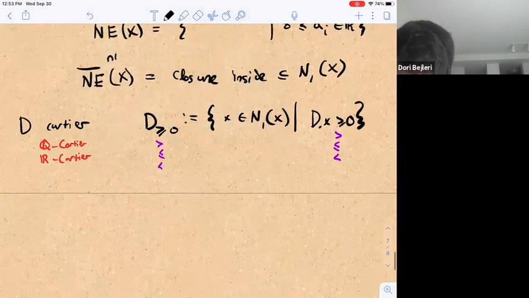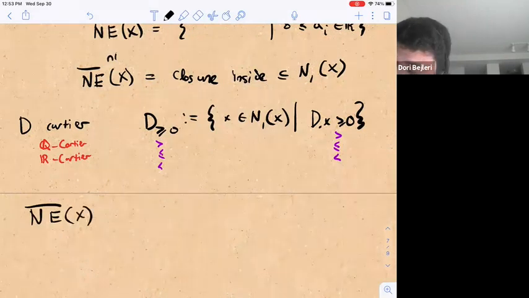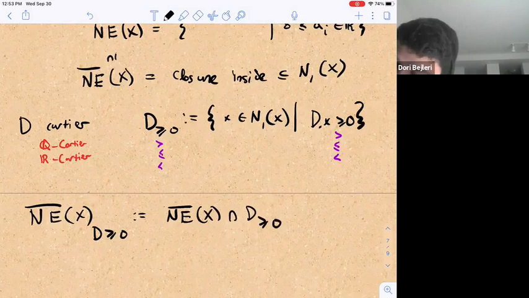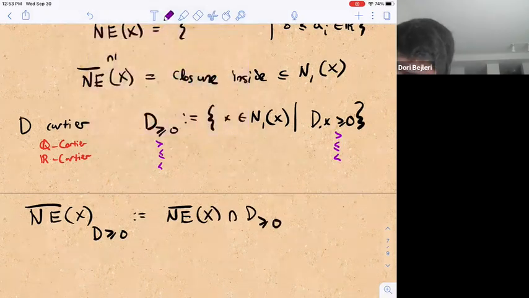And then given our closed locus NE-bar(X), the subscript D greater than or equal to 0 will denote the intersection of these two regions. And similarly with greater than, less than or equal to, less than.